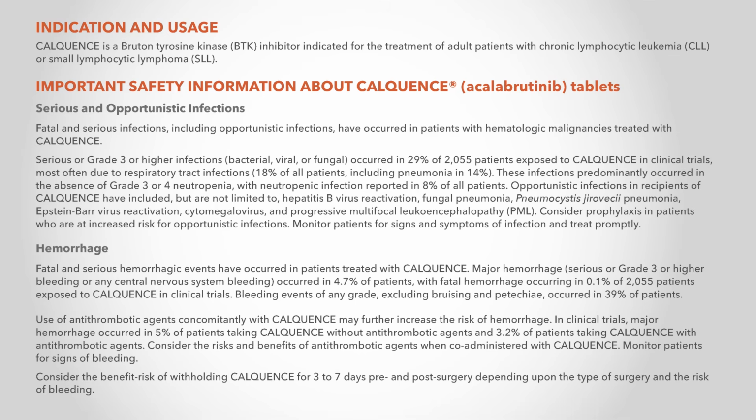Use of antithrombotic agents concomitantly with CALQUENCE may further increase the risk of hemorrhage. In clinical trials, major hemorrhage occurred in 5% of patients taking CALQUENCE without antithrombotic agents, and 3.2% of patients taking CALQUENCE with antithrombotic agents. Consider the risks and benefits of antithrombotic agents when co-administered with CALQUENCE. Monitor patients for signs of bleeding. Consider the benefit-risk of withholding CALQUENCE for 3 to 7 days pre- and post-surgery, depending upon the type of surgery and the risk of bleeding.